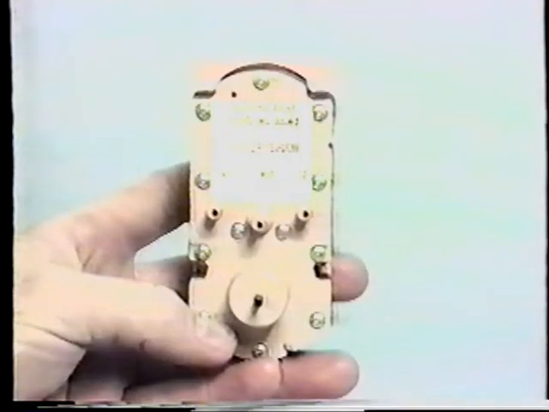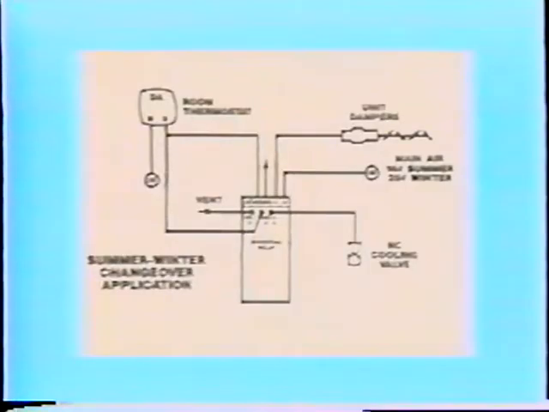The double-pole, double-throw version of the non-adjustable diverting relay functions in the same manner and with the same signal inputs as the single-pole, double-throw model just discussed. This model provides the capability of switching two independent pneumatic signals at the same time, such as the summer-winter changeover application shown here.